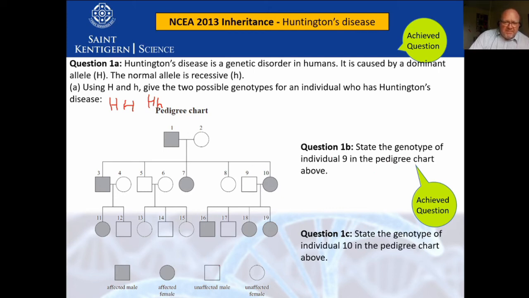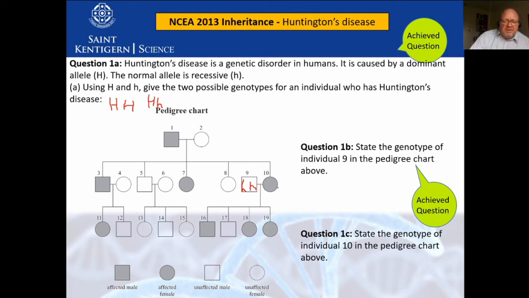Individual 9 is unaffected. If you are unaffected, and the normal unaffected gene is recessive, it has to be little h, little h. Okay? Because it is the recessive trait. Question 1c. State the genotype of individual 10 in the pedigree chart above.